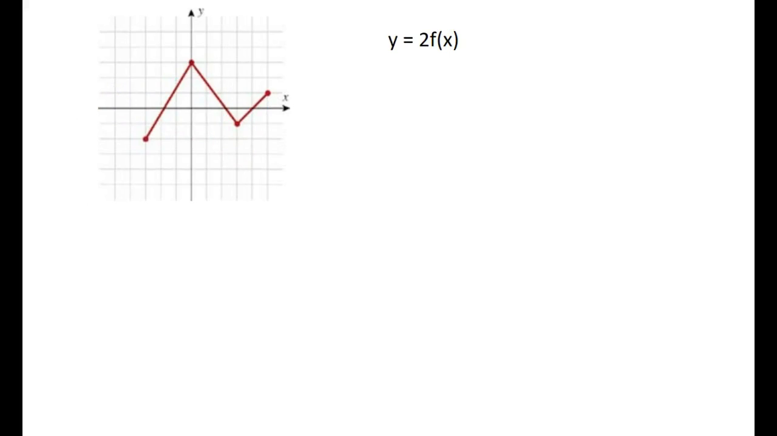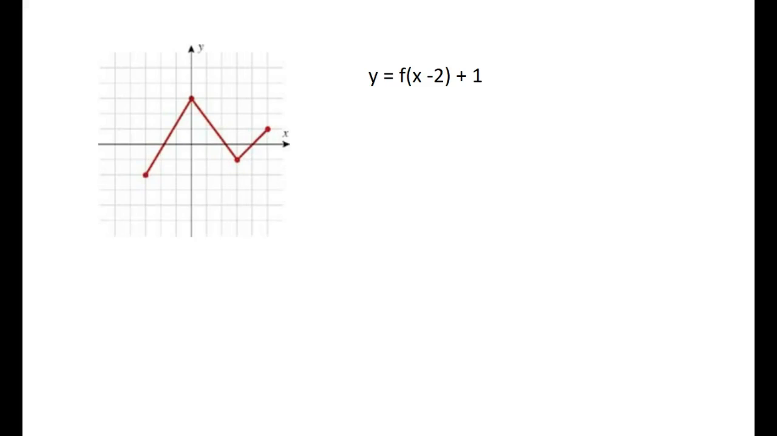What happens if we multiply our function by 2? That means we're going to double every y-coordinate. So this point is at negative 3, negative 2. It will now go to negative 3, negative 4. This point is at 0, 3. It will now go to 0, 6. This point here is at 3, negative 1. It'll go to 3, negative 2. And this point is at 5, 1. It will now go to 5, 2. Every y-coordinate is doubled, which means our graph is stretched vertically by a factor of 2.